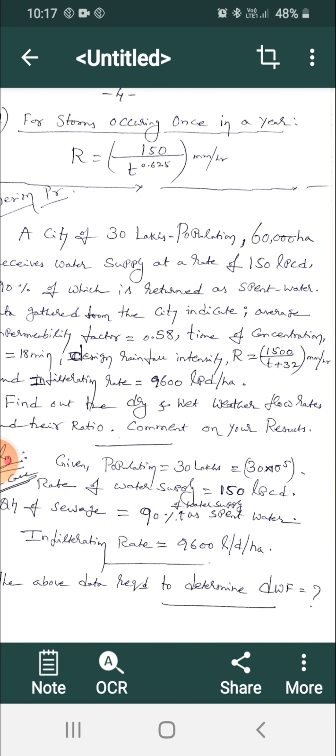First, you have to find out what you call DWF. Okay. DWF means what actually? Population is given, rate of water supply is given, percentage of sewage is 90% also given. Now there is another parameter, very important, that is rate of infiltration. Rate of infiltration, infiltration rate means the same. See, this is 9600 liters per day per hectare.